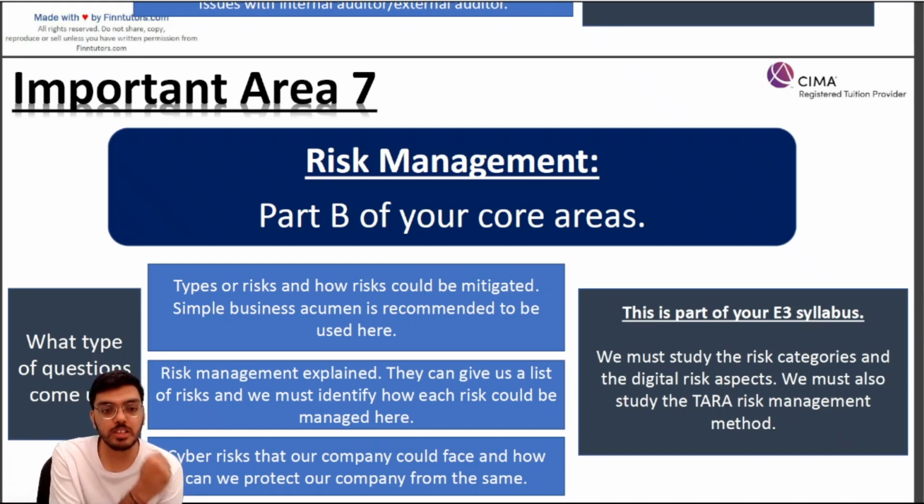So risk management is often asked to explain. They can give us a list of risks. You need to identify how each risk could be managed, could be mitigated. And because we speak about risk, cyber risks are also important and also something that a company in today's modern world faces. So how can you protect your company from cyber risks? So the cyber risk management framework becomes important here. Different types of cyber risks becomes important here. The TARA risk management method becomes important here. All of this is in your E3 syllabus.